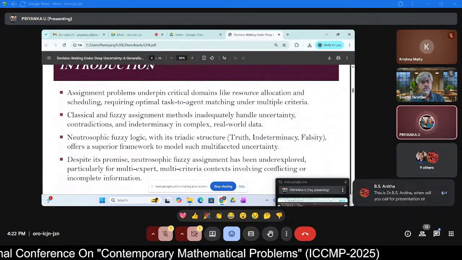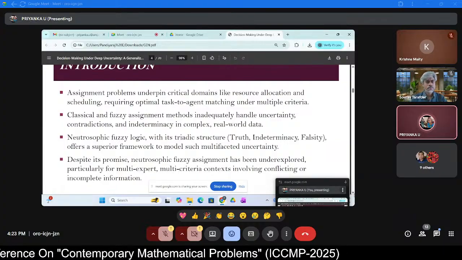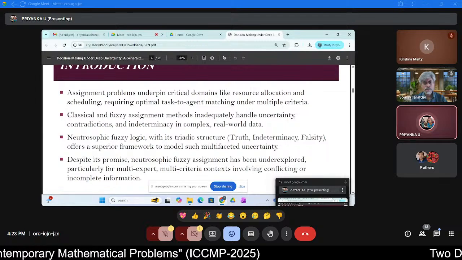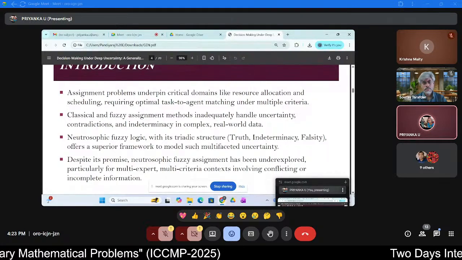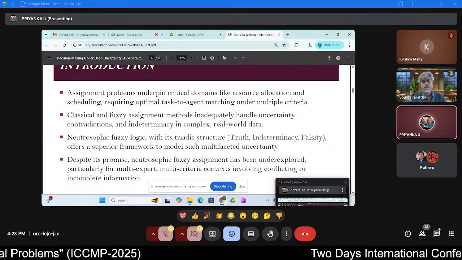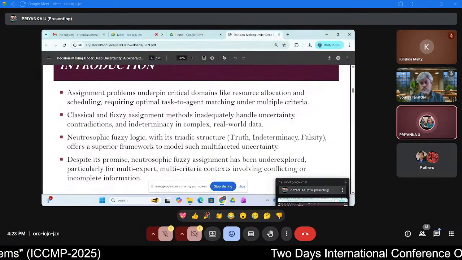Introduction. An assignment problem underpins critical domains like resource allocation and scheduling, requiring optimal tasks to be matched under multiple criteria. Classical and fuzzy assignment methods inaccurately handle uncertainty, contradiction, and indeterminacy in complex relevant data.